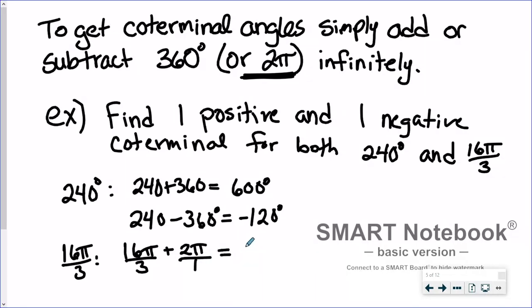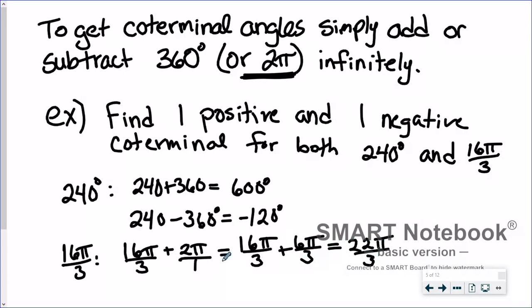Common denominator. All right, so this is going to be 16 pi over 3. I want this to be a 3, so I can multiply both the numerator and denominator by 3, and that becomes 6 pi over 3, right? We all agree that this would reduce to 2 pi? Yep. All right, so here we would just get 22 pi over 3.